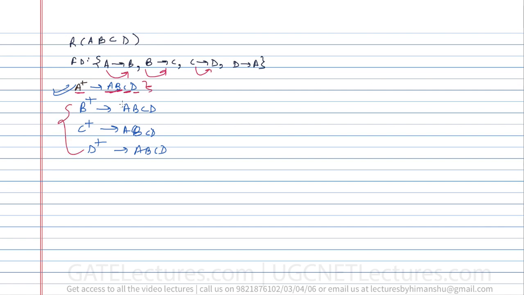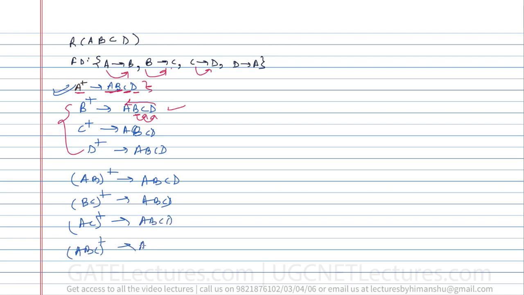In the same way, for B also, with the help of B I can determine C. With the help of C I can determine D. And with the help of D I can again determine A. So ABCD. Now, if I take AB closure, it can also determine ABCD. BC closure can also determine ABCD. AC closure can also determine ABCD. ABC closure can also determine ABCD. AD closure can also determine ABCD, right?